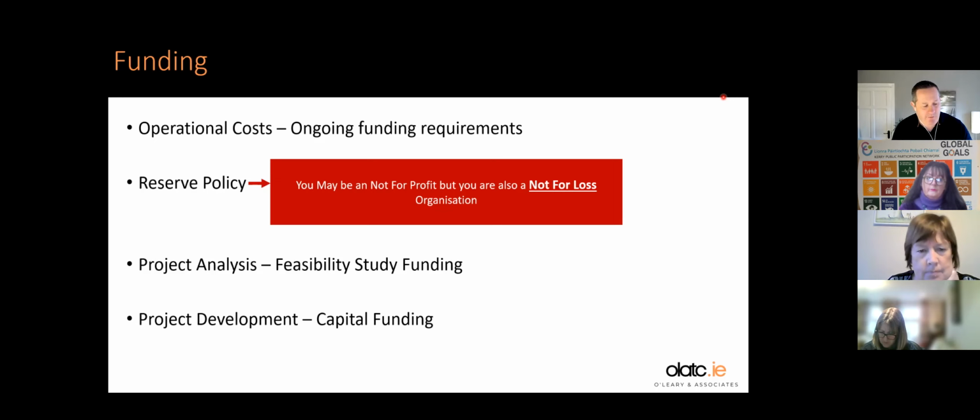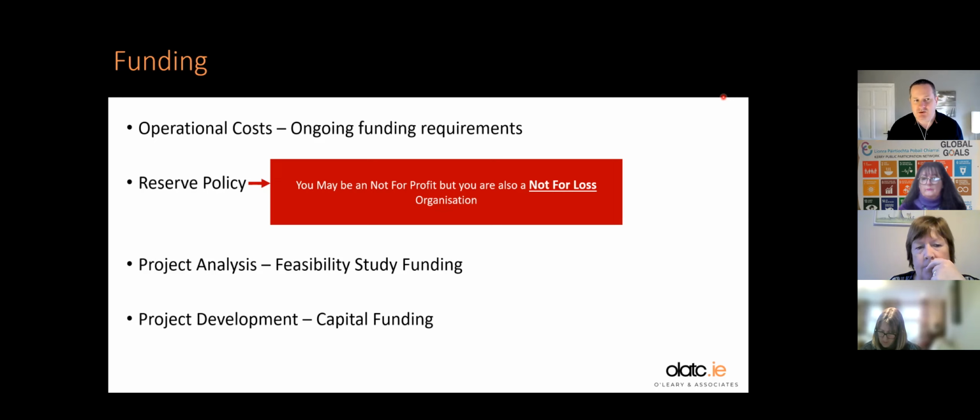Okay. You might have a situation where the regulator is saying you've got too much money in your account, too much in reserves, and they're questioning your charitable status. Or other organizations that fund you are saying you've got too much money in your accounts, because they can see your accounts and your balance sheets. So have a reserve policy.